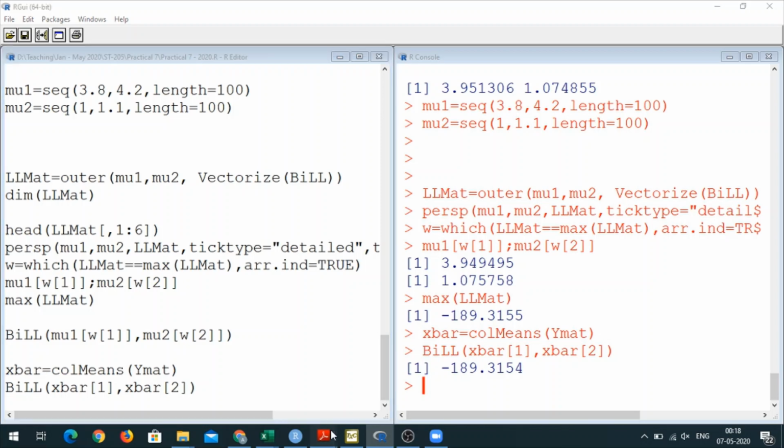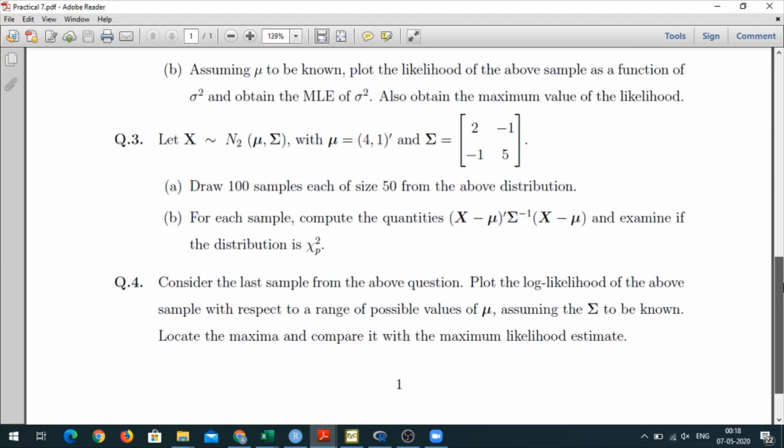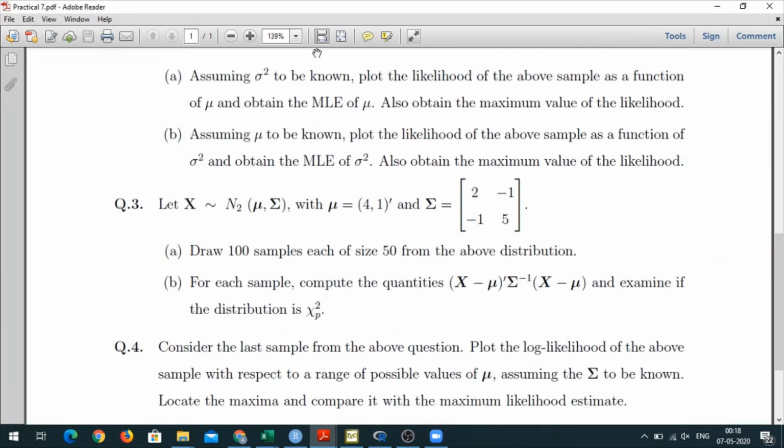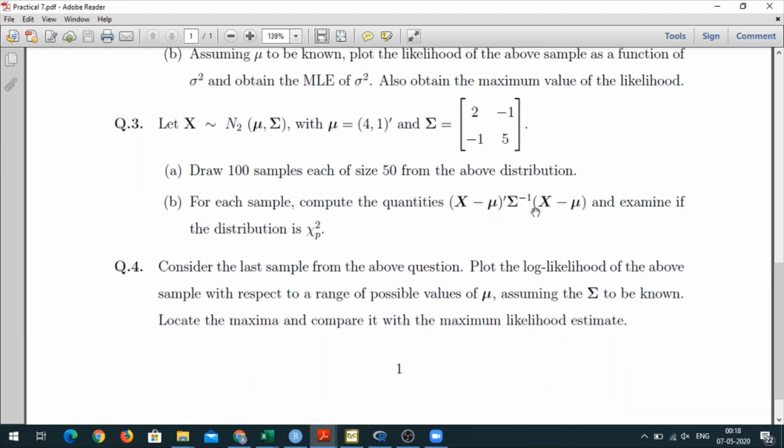Okay, so this finishes practical 7. Actually, conceptually there is nothing new here, but it's a good exercise to try, plotting the likelihood and seeing how the MLE really looks. Same story with this chi-square. Theoretically, we have anyway proved this result, but it's better if we can verify via simulations. Okay, so let us stop here.